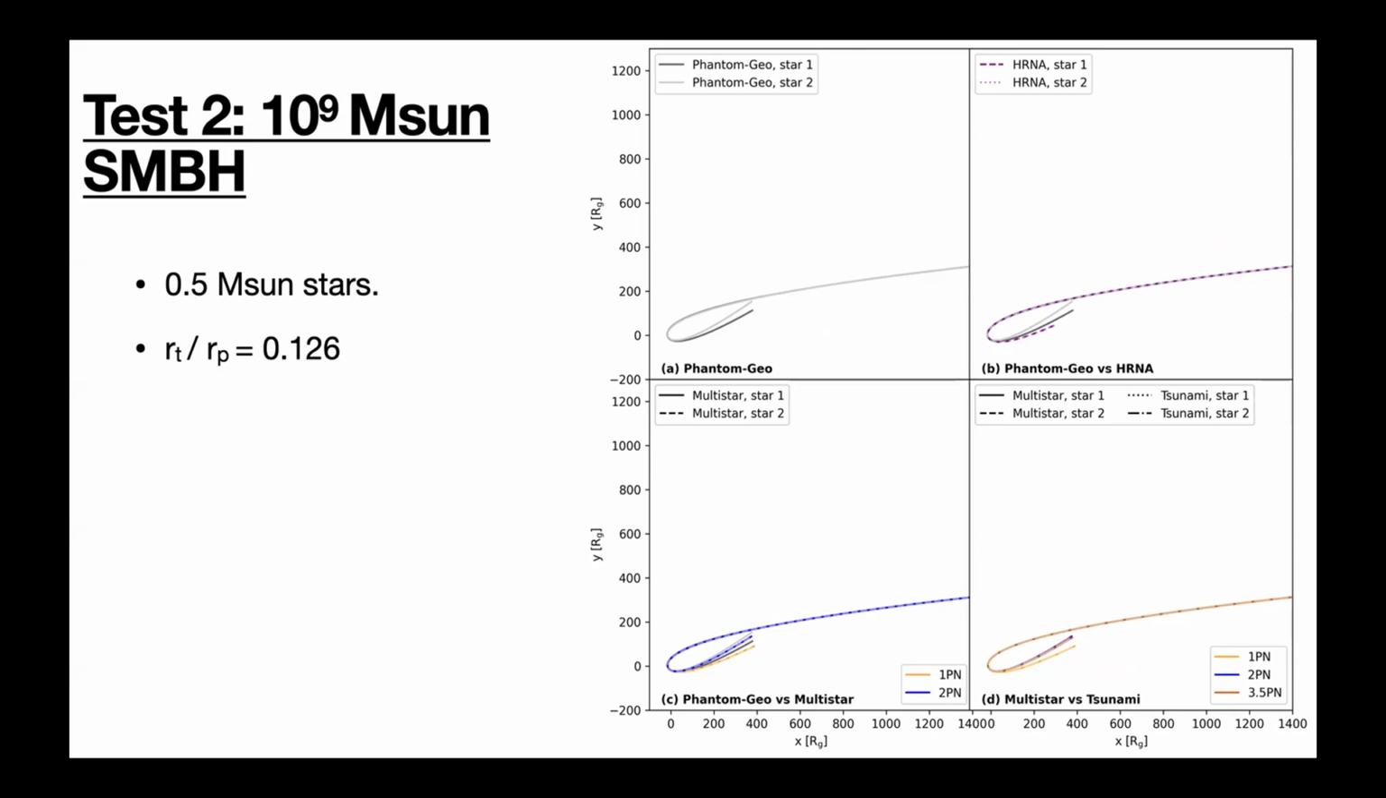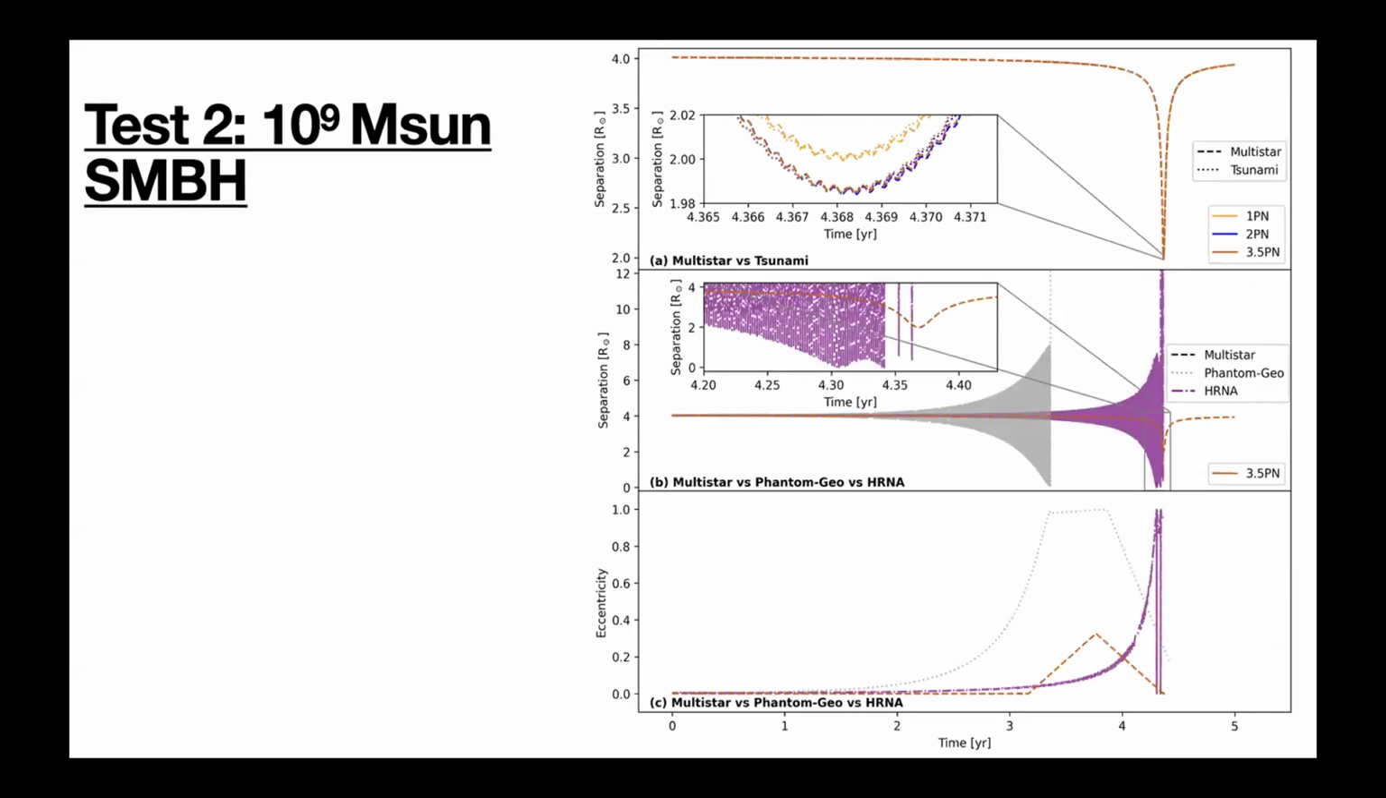Then we compared the phantom geocode with the multi-star in the third panel. And again, we can see there is difference. And the fourth panel shows that multi-star and tsunami match well with each other, which means that PN codes are working similarly, but there is still some discrepancy between the GR codes.